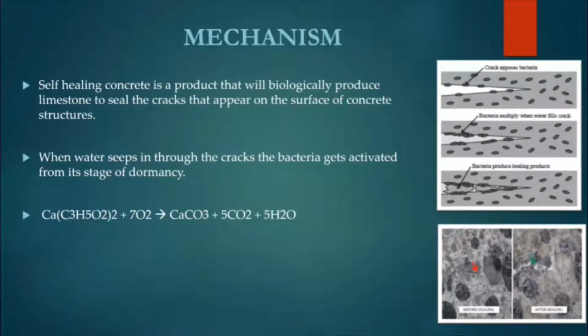The bacteria feed on oxygen and the soluble calcium lactate is converted to insoluble limestone. The limestone solidifies and seals the cracked surface. Oxygen is an essential element in the process of corrosion of steel, and when the bacterial activity has consumed all of the oxygen, it increases the durability of steel in RCC.